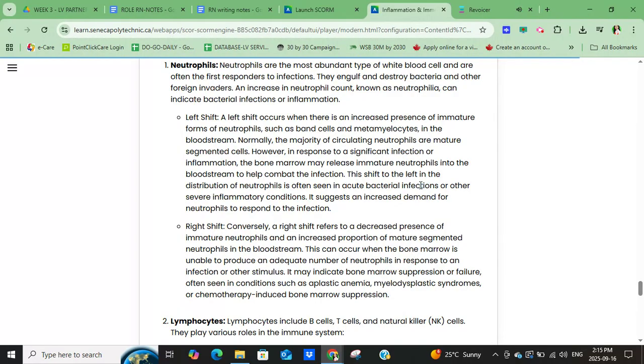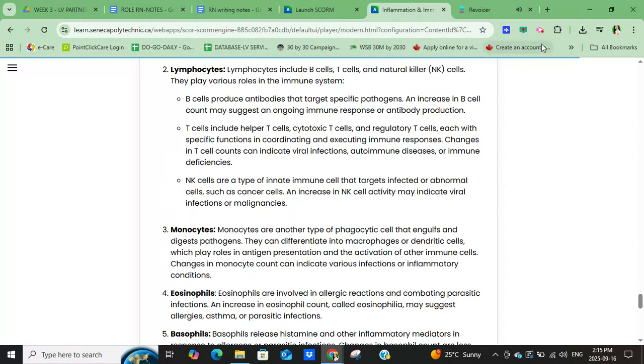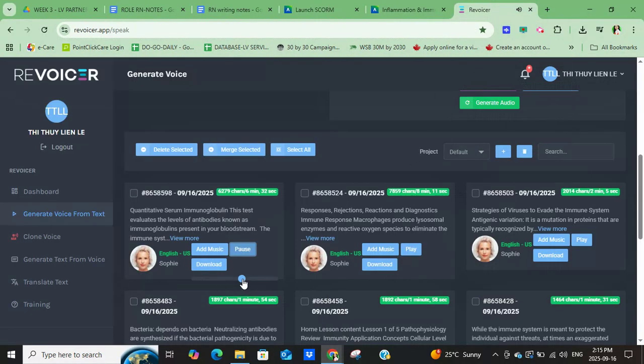T cells include helper T cells, cytotoxic T cells, and regulatory T cells, each with specific functions in coordinating and executing immune responses. Changes in T cell counts can indicate viral infections, autoimmune diseases, or immune deficiencies. NK cells are a type of innate immune cell that targets infected or abnormal cells such as cancer cells.